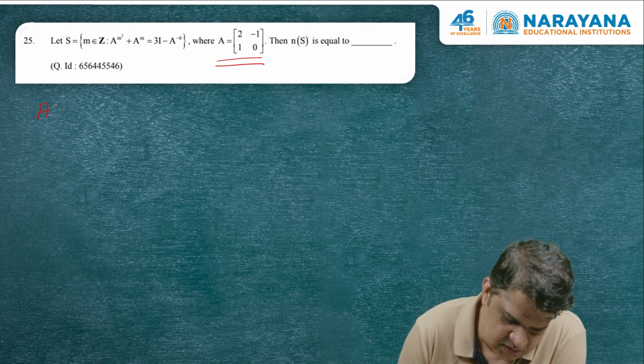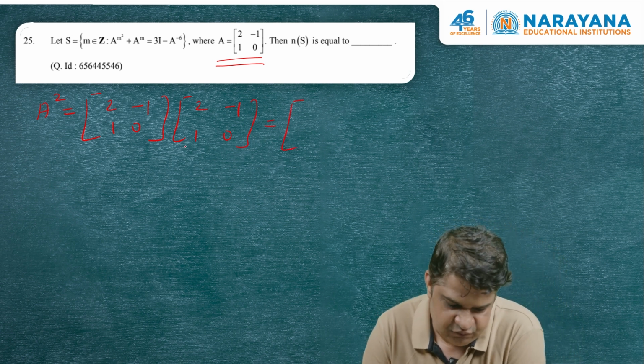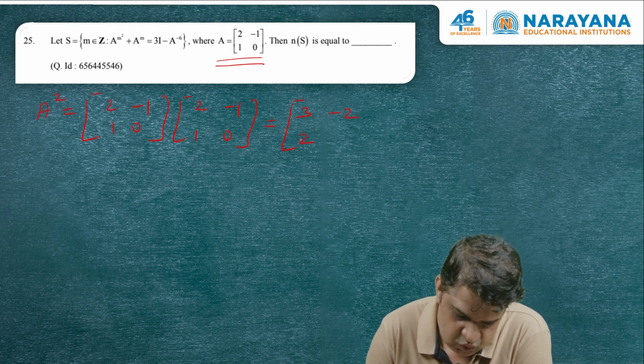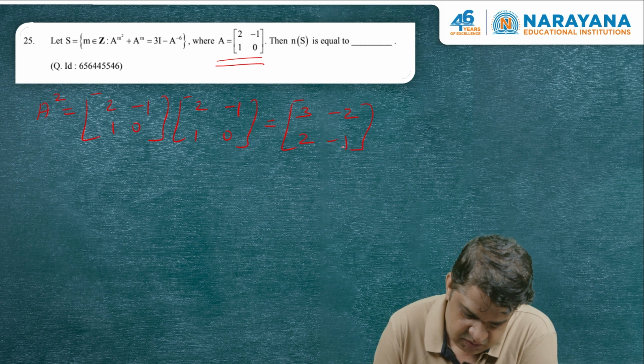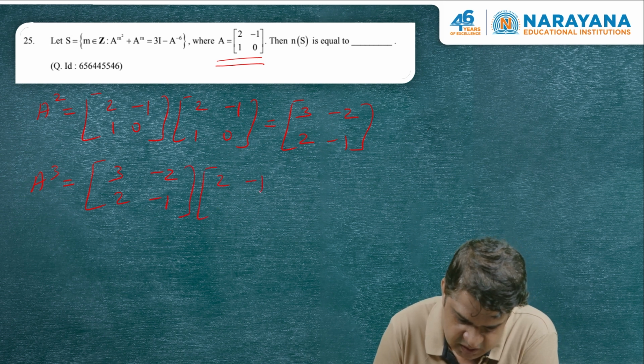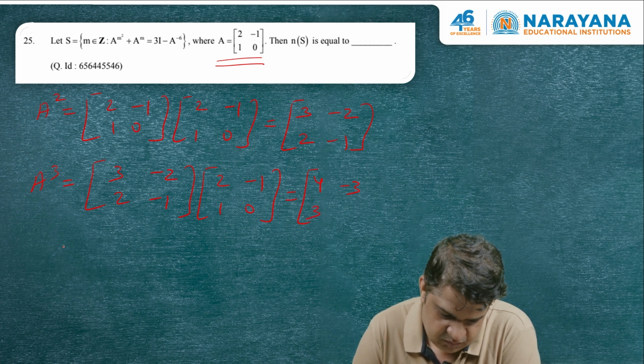So, let us start with calculating A square, which is [2 minus 1; 1 0] into [2 minus 1; 1 0]. When we multiplied it, it is [3 minus 2; 2 minus 1]. Now, calculate A cube. So, it is [3 minus 2; 2 minus 1] into [2 minus 1; 1 0]. So, when we multiplied it, we are getting [4 minus 3; 3 minus 2].